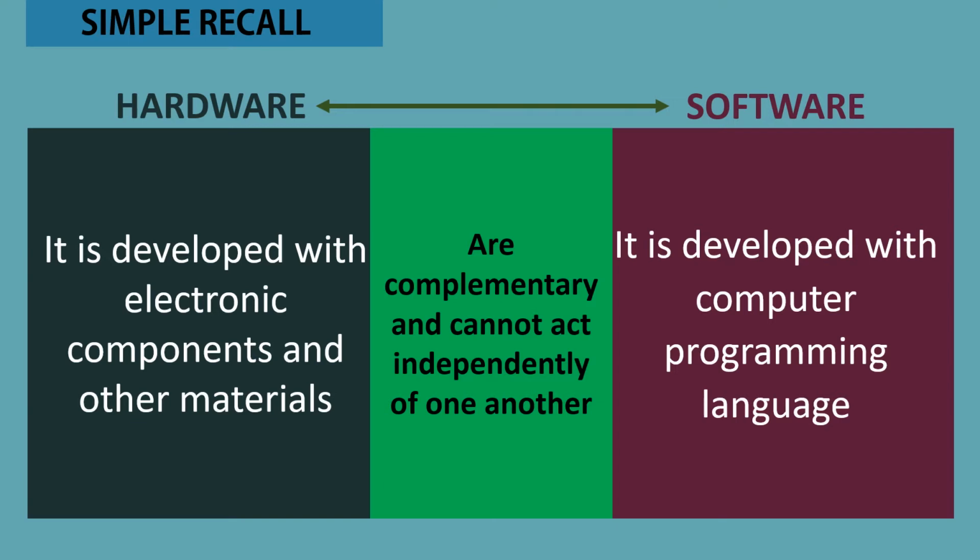Hardware and software are complementary and cannot act independently of one another. It means that hardware and software work together. Hardware cannot do the job without the software, and vice versa, software cannot do its job without the hardware.